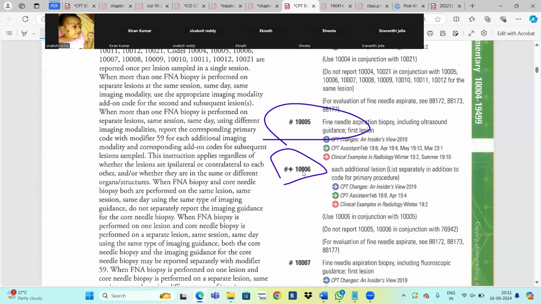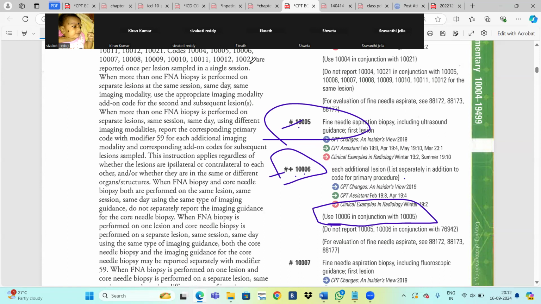Check 13006. What is the definition? Each additional lesion in addition to the code for the primary procedure. Use 13006 in conjunction with 13005, which means 13006 you need to use only with 13005. You never code 13006 alone. Clear? Any doubt how to use the add-on code? So next, the hash symbol.